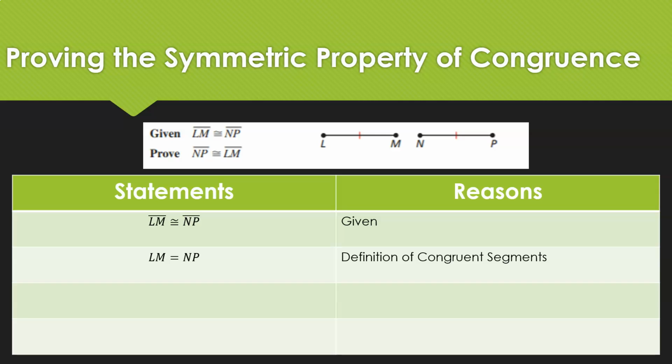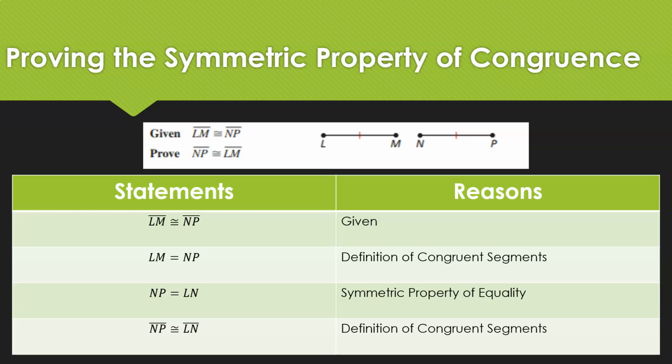Then I know that the actual line segments, LM and NP, when it doesn't have a line above it, it's referring to their length. So I know that these two are congruent because that's the definition of congruent. Then I know NP equals LN because that's the symmetric property of equality. I just flip the sides, like looking in the mirror, it's a reflection of what it was. Then I have that the line NP is congruent to the line LN by the definition of congruent segments.